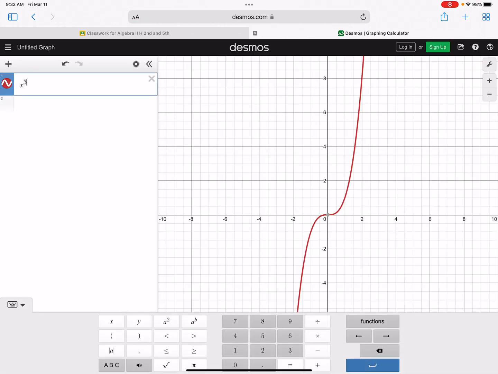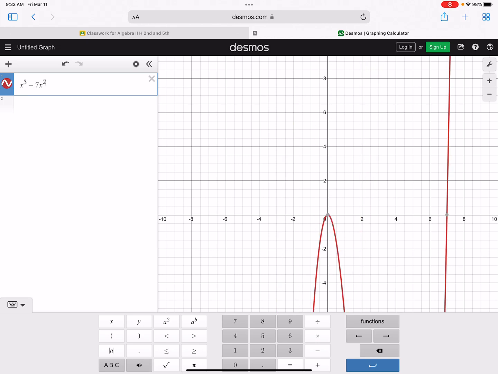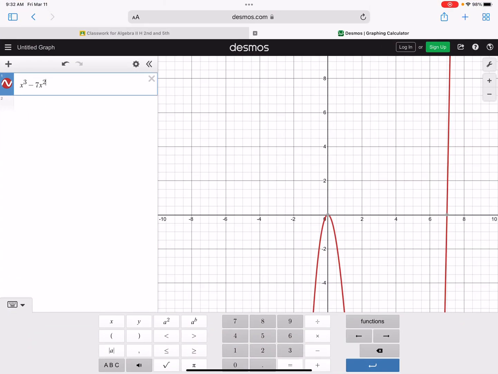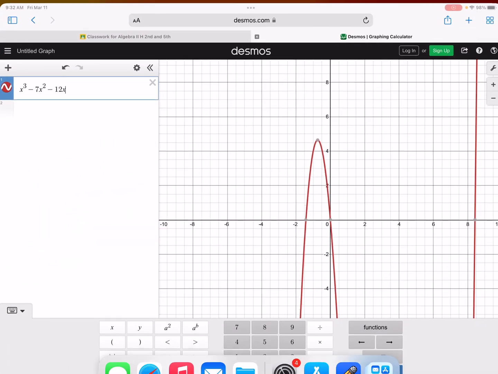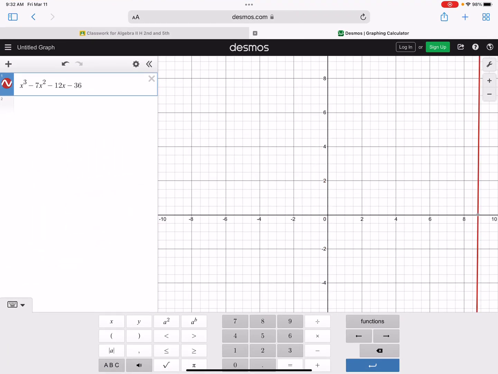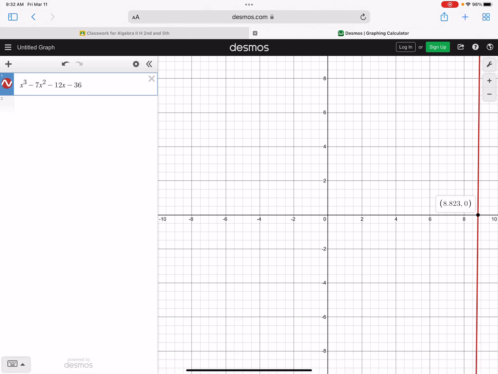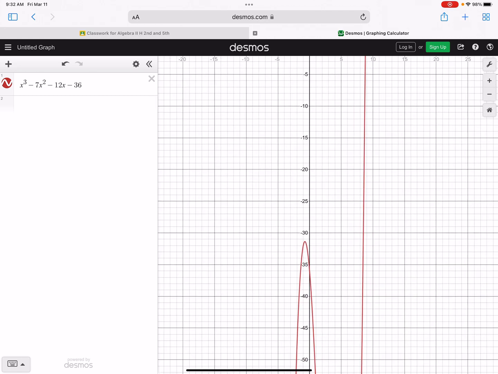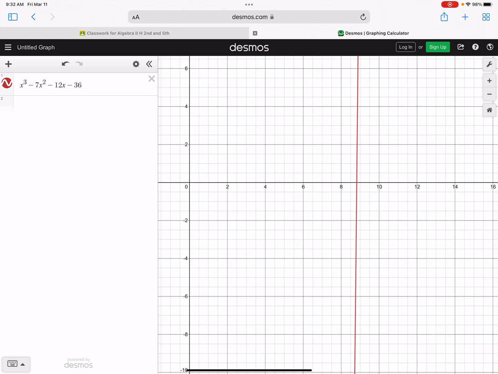And it was x cubed minus 7x squared. I've got to remember the rest of it. Minus 12x minus 36. Okay, and so I know it hits like at 8 point. There is the length of the box. So my answer would be 8.8.